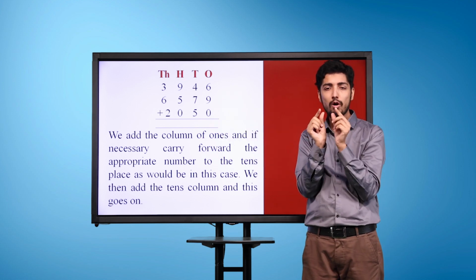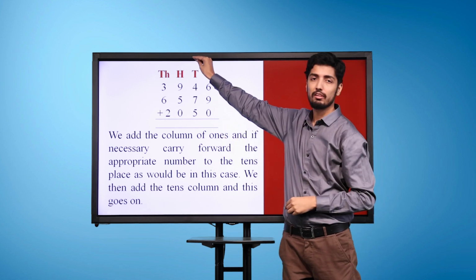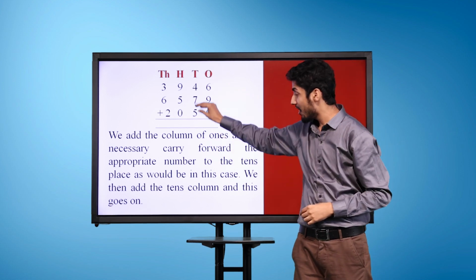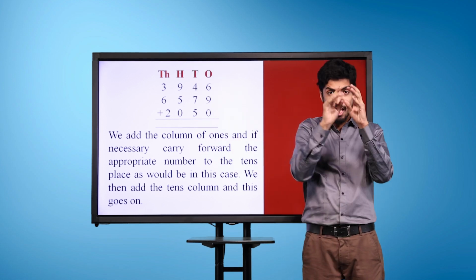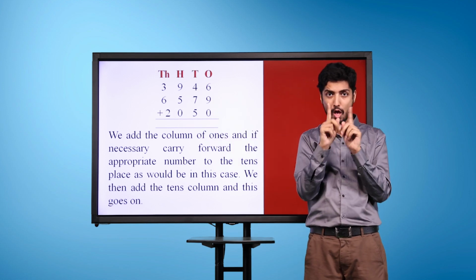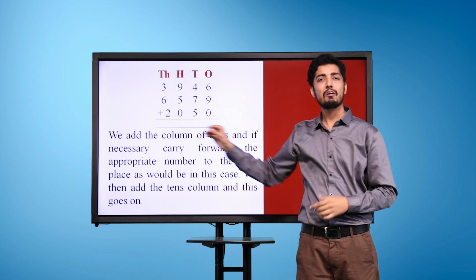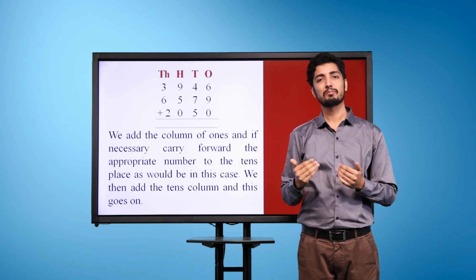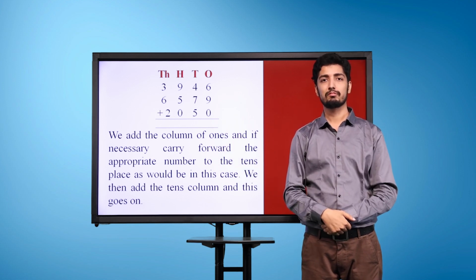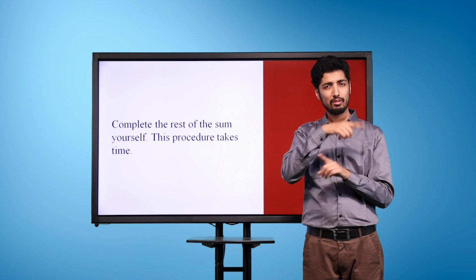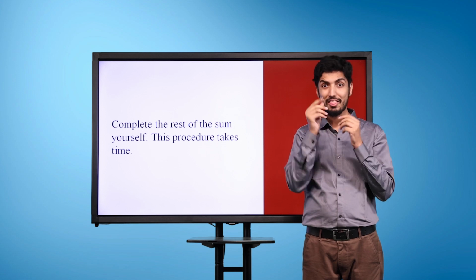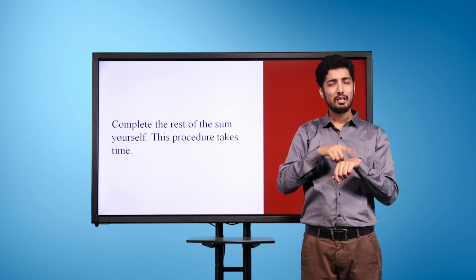The answer is dash. We add the column of ones and, if necessary, carry forward the appropriate number to the tens place, as would be in this case. We then add the tens column, and this goes on. Complete the rest of the sum yourself. This procedure takes time.